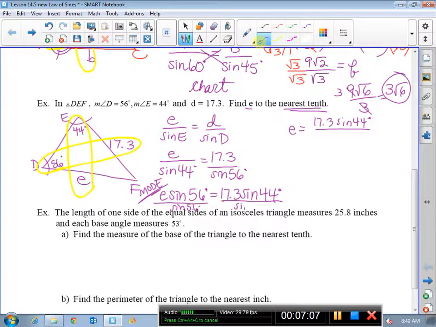I'm just going to show all my work, and I'm going to type it all into my calculator. So E will equal, grab my calculator, 17.3 times the sine of 44. I'm going to hit enter. I'm going to check my mode real quick here. Whoops. Okay, let me do that again. 17.3 times the sine of 44. I was in radian mode. Equals, and then divided by the sine of 56.